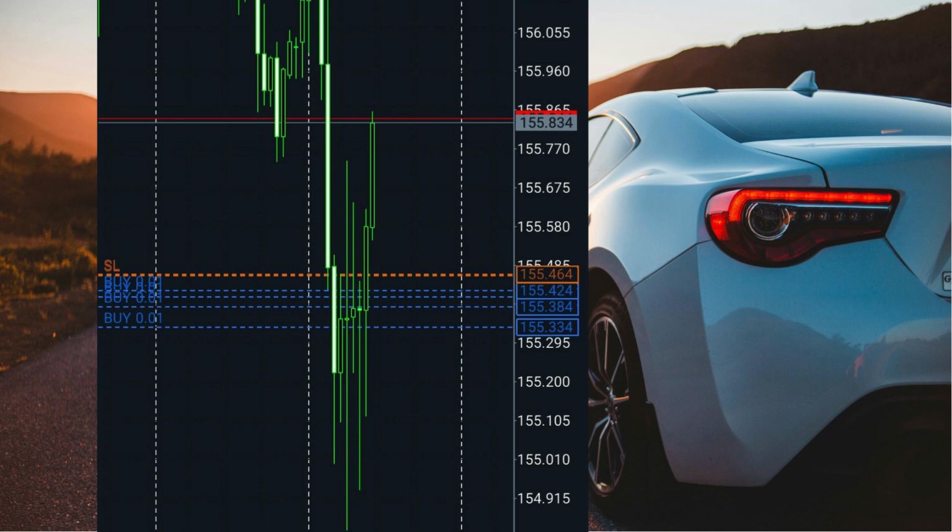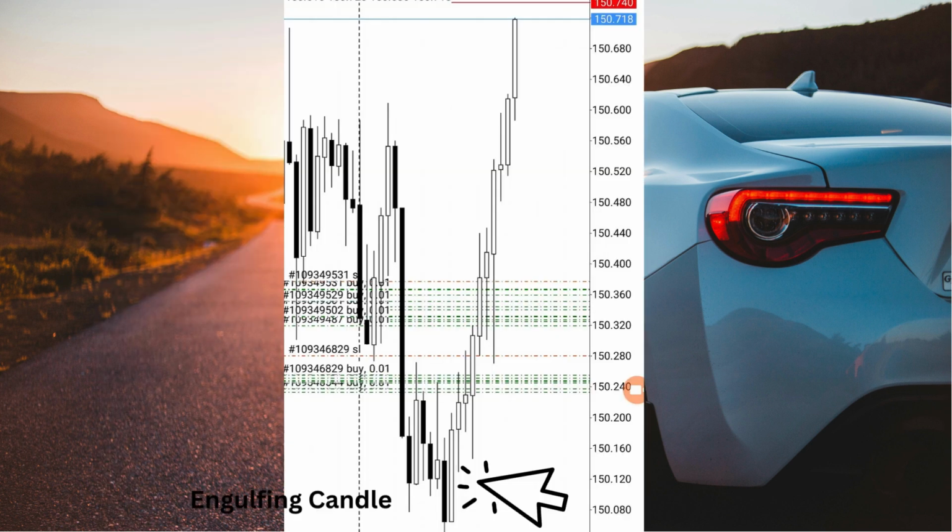In a demand zone, a bullish pin bar may signal the end of selling pressure. At a supply zone, a bearish pin bar could mark the start of a drop. But remember, one candle doesn't confirm the move. It suggests the intent.